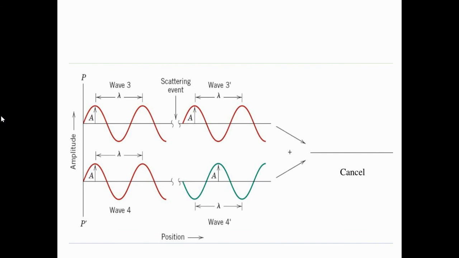That is called destructive interference with one another. The amplitudes of the two scattered waves cancel one another. Okay, so this is how diffraction occurs.